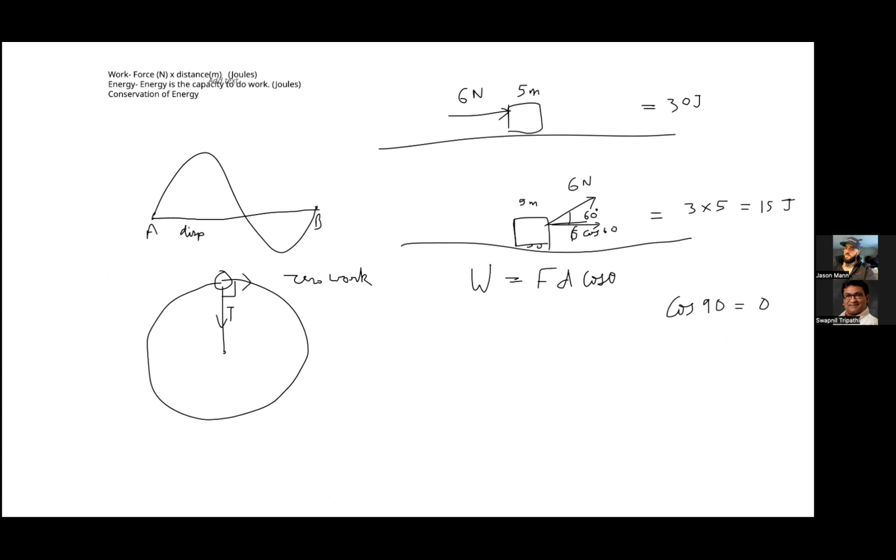Sometimes the work can be negative when the force is opposite to the displacement. And it's good that those of you who are in the lab section had done the lab with the planetary motion. There were some concepts related to this, which will make sense.